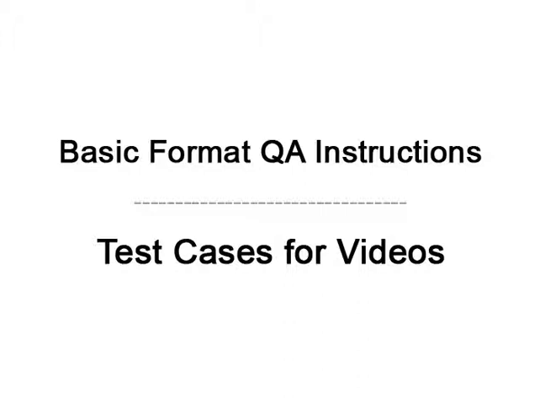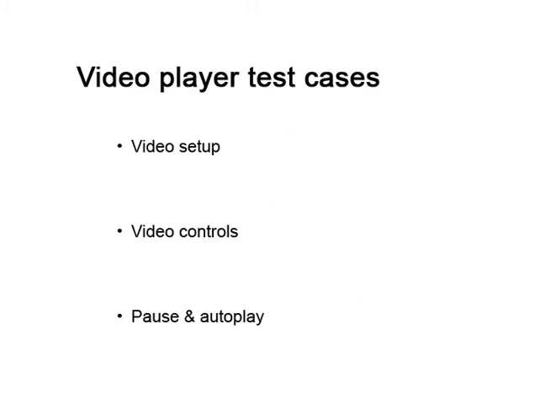At the end of this training, you will know each issue to look for when QAing a video. There are three categories of test cases that are specific to videos that you will use. We'll begin by reviewing the video setup guidelines, followed by the tracking and functionality tests for the video controls. And last are guidelines for the video pauses and autoplay functionality.